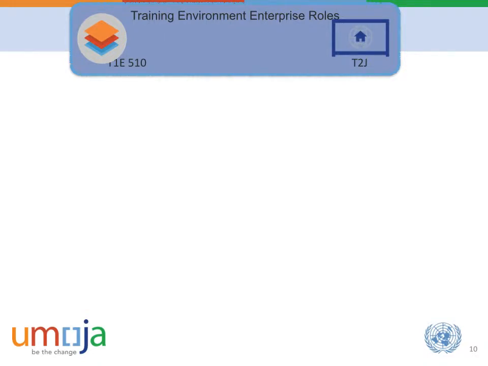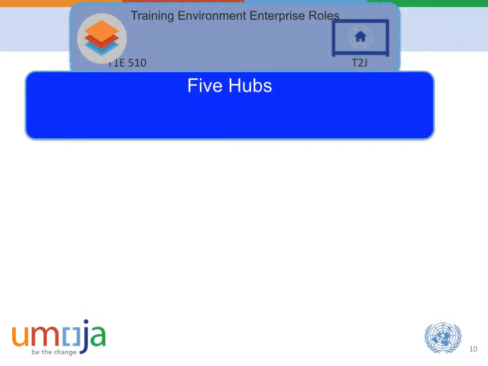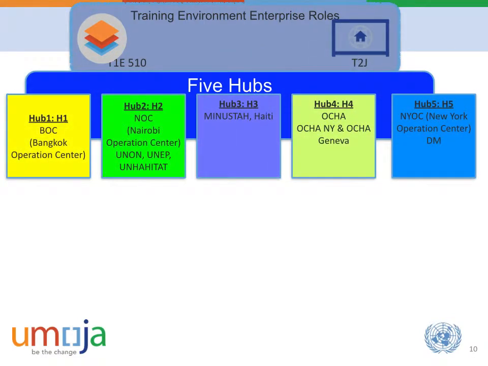In the training, we have created 5 hubs. The hubs are the actual data containment ports for the training to be conducted in a specific location. The 5 hubs are: Hub 1 is the Bangkok Operations Center, Hub 2 is the Nairobi Operations Center, Hub 3 is for MINUSCA, Haiti, Hub 4 is for OCHA, which contains OCHA New York as well as OCHA Geneva, and Hub 5 is the New York Operating Center, where we have the data of the Department of Management.